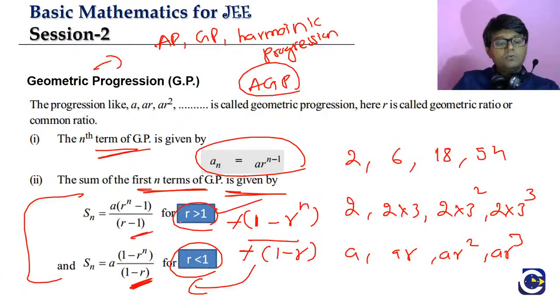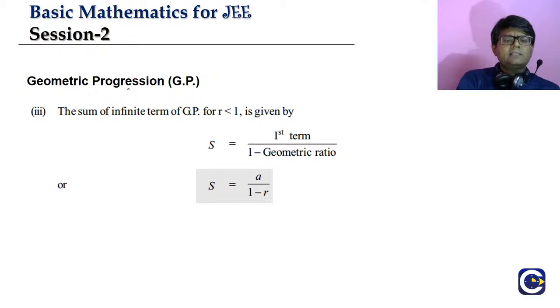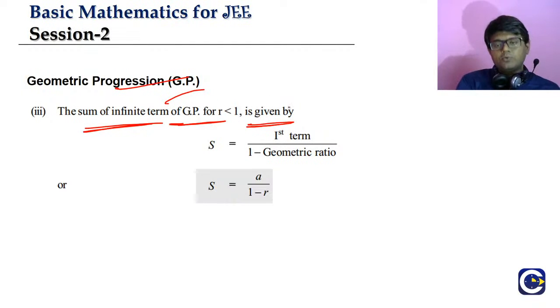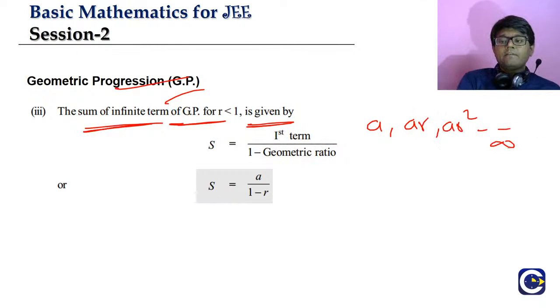We can use it in center of mass calculations and some moment of inertia problems, and we can also have questions in gravitation and electrostatics based on the geometric progression. But more than the sum of n terms, the infinite geometric progression is sometimes important for us. Infinite geometric progression means, if you have the geometric progression a, ar, ar square, like that, we have an infinite number of terms.